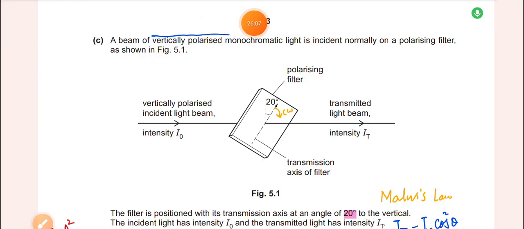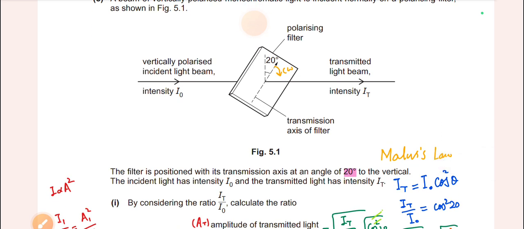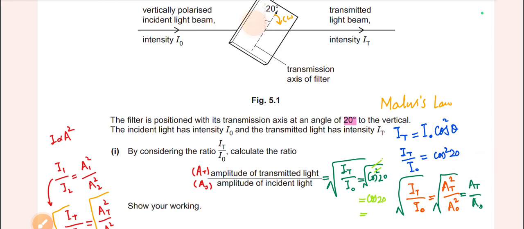The next is polarization. A vertically polarized, monochromatic light. Monochromatic light is of one same frequency, vertically polarized. This is a very important one. That is why I have highlighted it or made a line above it, right? Vertically polarized light is passing through a polarizing filter which is rotated to some angle, 20 degrees. The polarizing filter has its transmission axis at an angle of 20 degrees to the vertical, as shown. It has a 20 degree angle right here.